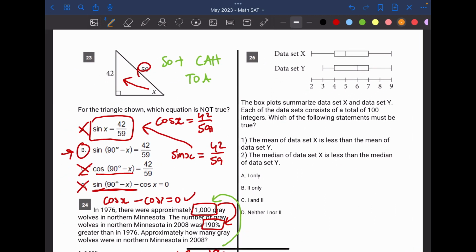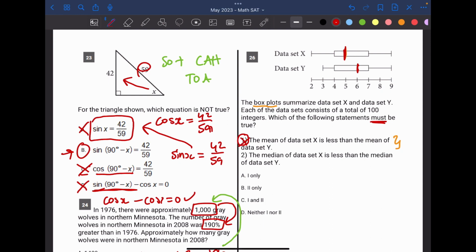Question number 26 now. We have two data sets, and the box plots summarize data set X and data set Y. Each of the data sets consists of a total of 100 integers. Which of the following statements must be true? So 1: the mean of data set X is less than the mean of data set Y. Is this true? We don't know. If you have a box plot, all you can tell is the median. The median would be on these lines over here. I'm going to do them in red, but this is the median of each one. We know nothing about the mean, so this could be or it cannot be true. But since the question says must be true, we cannot confirm that. So 1 is considered wrong in this case.